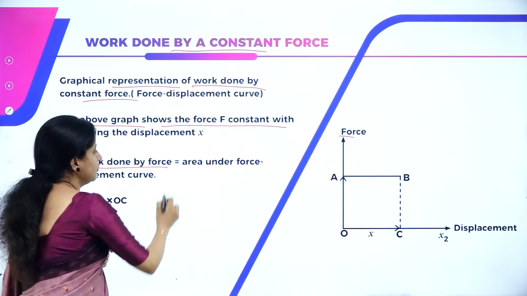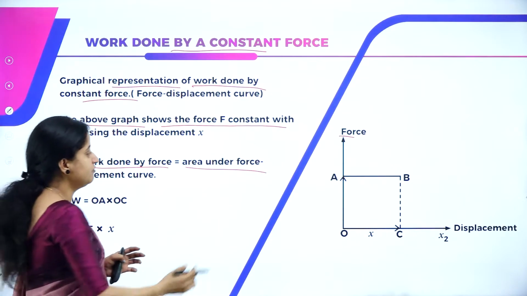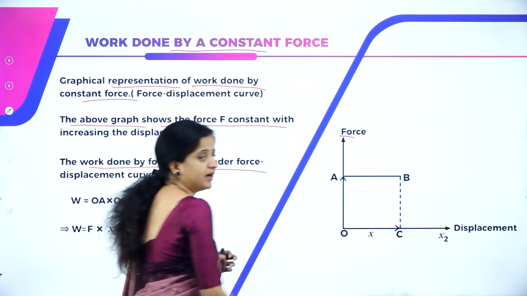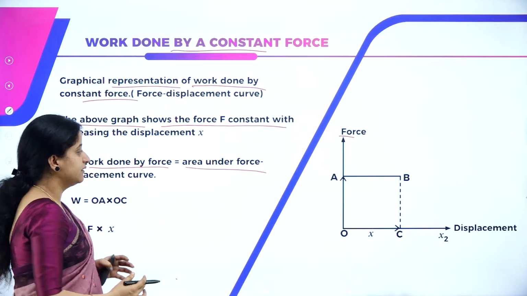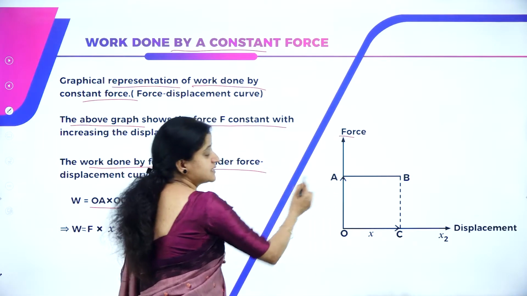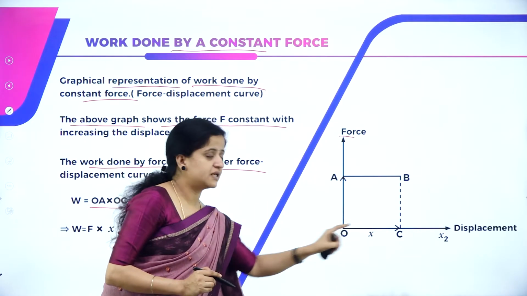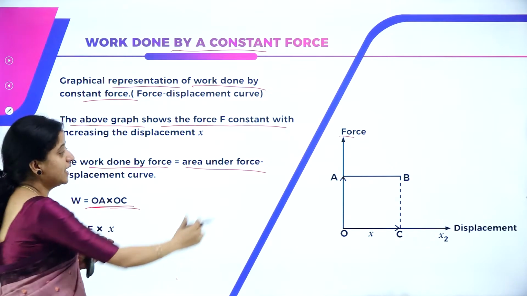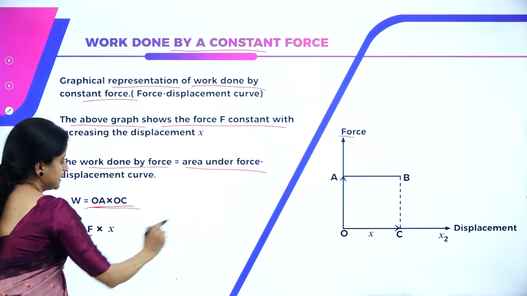So the work done by the force can be calculated by considering the area under the force displacement curve. By considering the area under this curve, we can find the total work done. How to consider the area of the given curve? That is OA into OC, because that can be calculated as length into breadth, and here OA represents force and OC represents displacement. So OA into OC gives us the area under this curve, and OA is replaced by F and OC is replaced by X.